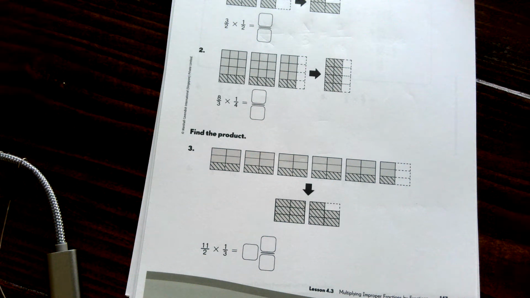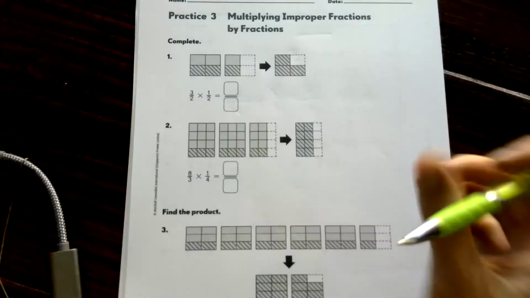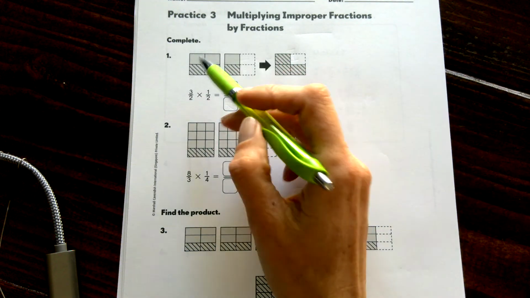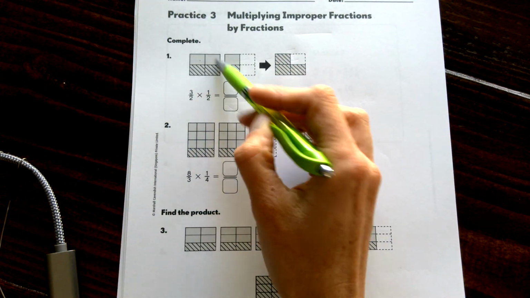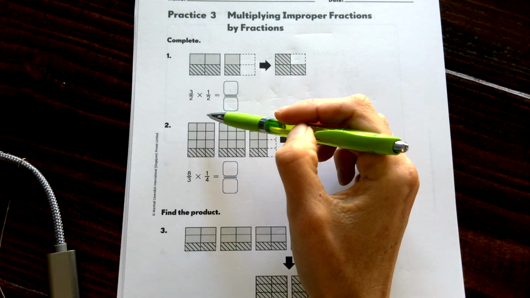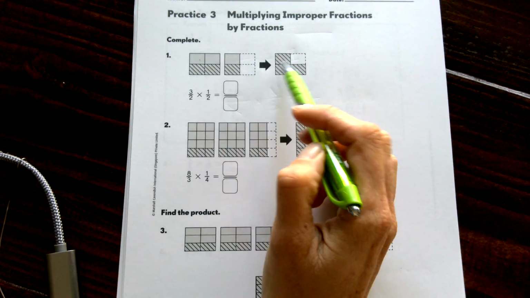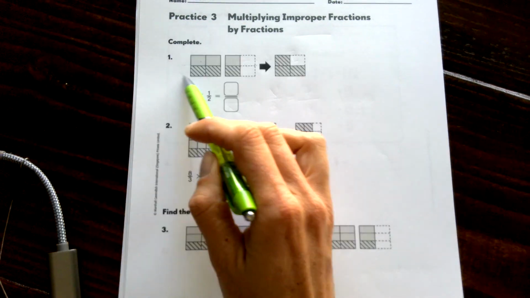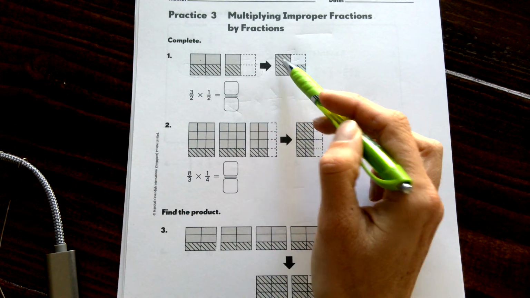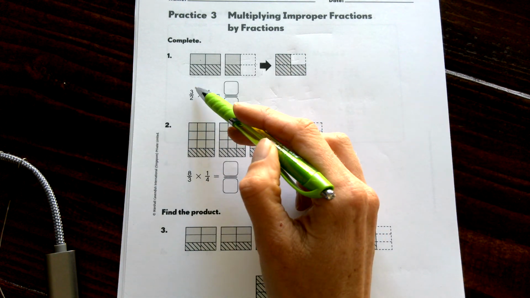All right, here we go with practice number 3. Multiplying improper fractions. Taking a look at my picture, I have 3 halves, and I'm taking half of those. So I'm going to split it this way. I'm taking half of them, and I'm ending up with 3/4. So let's see if we get 3/4.